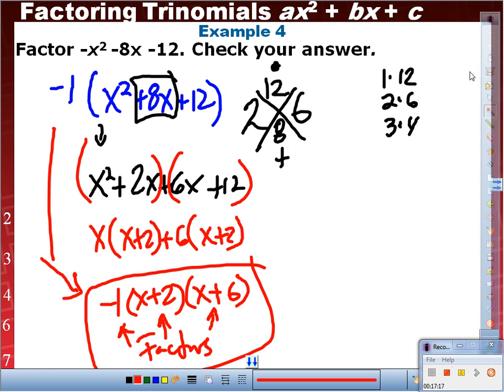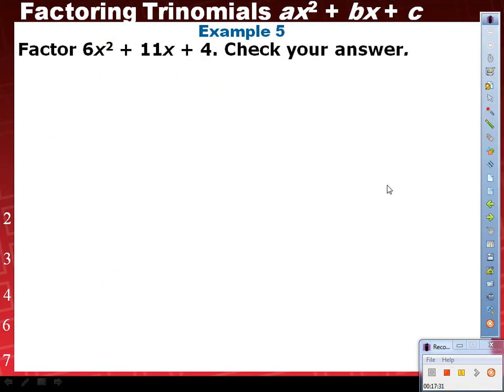All right. So with that said, we're done with the easy stuff. Like I said, we're going to crank it up a notch. If you're paying attention, good. If not, you're probably going to get lost. Ready? Example number 5. Copy this one. Factor 6x squared plus 11x plus 4.